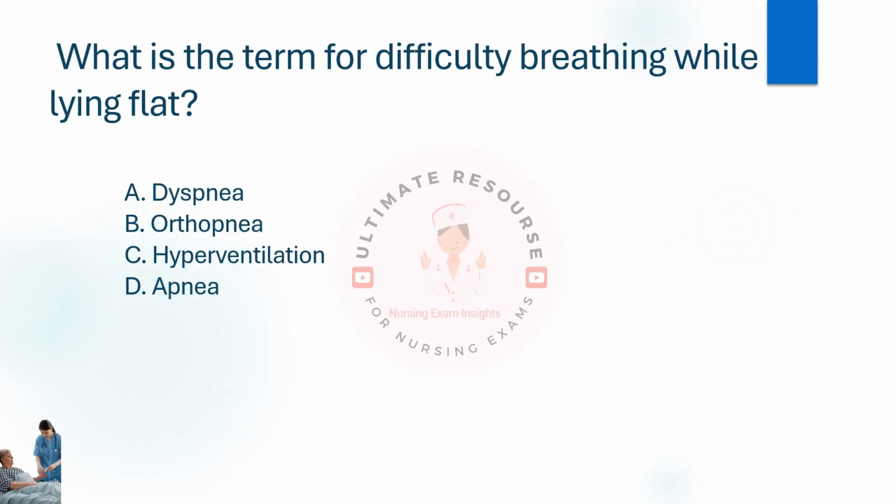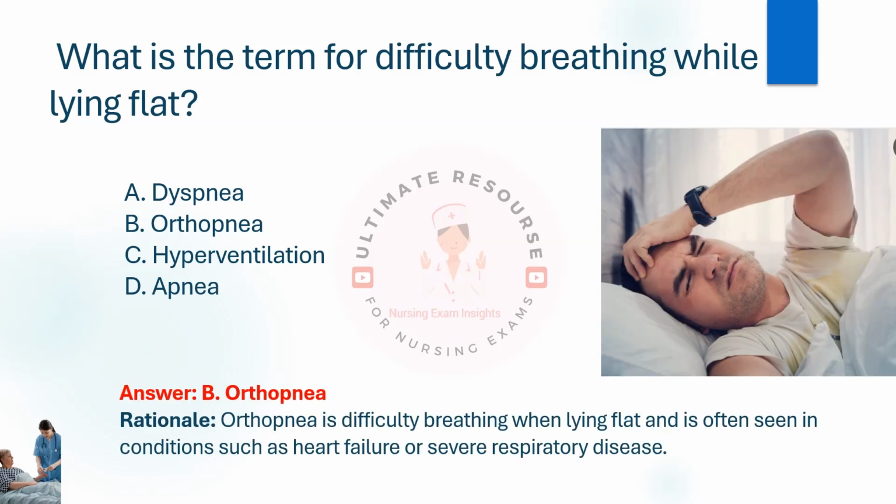What is the term for difficulty in breathing while lying flat? Options are A, dyspnea, B, orthopnea, C, hyperventilation, D, apnea. The answer is B, orthopnea. Orthopnea is difficulty in breathing when lying flat and is often seen in conditions such as heart failure or severe respiratory distress.